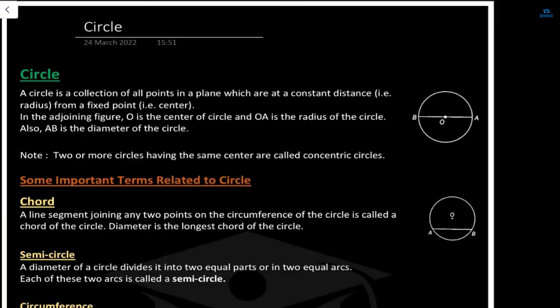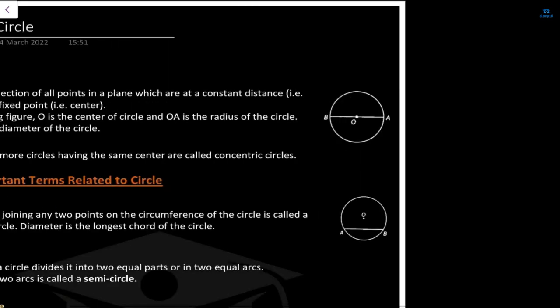Okay, so let's start. Today we'll start with circle. Circle is not a big chapter. We'll just study about circle, parts of the circle. What is a tangent? How many tangents can you draw from a point, and two theorems on tangent. That's it.